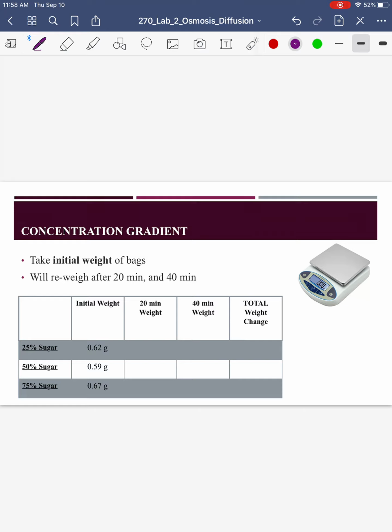What we would do is we would put these bags on our scale and we'd weigh them initially. So you can see I filled in, because I did this lab myself just for you, the initial weight. And what we're going to do is submerge these bags in water, and then we're going to reweigh them at 20 minutes and 40 minutes. So it doesn't necessarily matter what the original weights were. What matters is going to be our change in weight.